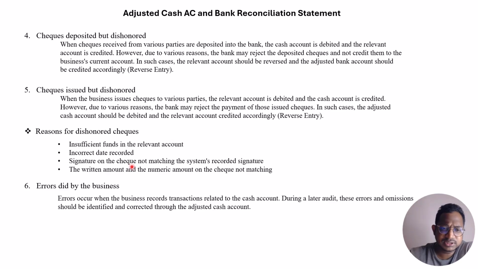So the reasons for dishonored checks, there are some: insufficient funds in the relevant account, incorrect date recorded, signature of the check and the system check is not tallied, and the written amount and the numeric amount of the check is not matching, like that, right? And then errors done by the business. So when you are recording the cash transaction, there can be errors or omissions, right, from the bank point of view. So after some investigation, you have to find out those errors and then you have to correct those errors through an adjusted cash account, right?